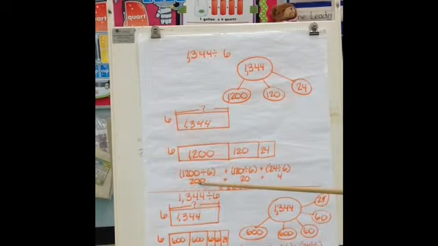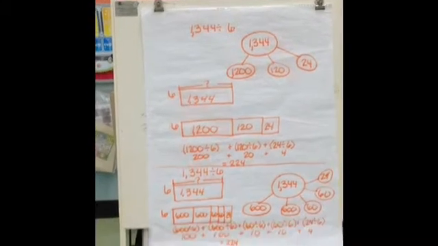So I have 1,200, 120, and 24. 1,200 divided by 6 is 200. 120 divided by 6 is 20. 24 divided by 6 is 4. 200 plus 20 plus 4 is 224. Now I can take the same problem but use a different number bond.